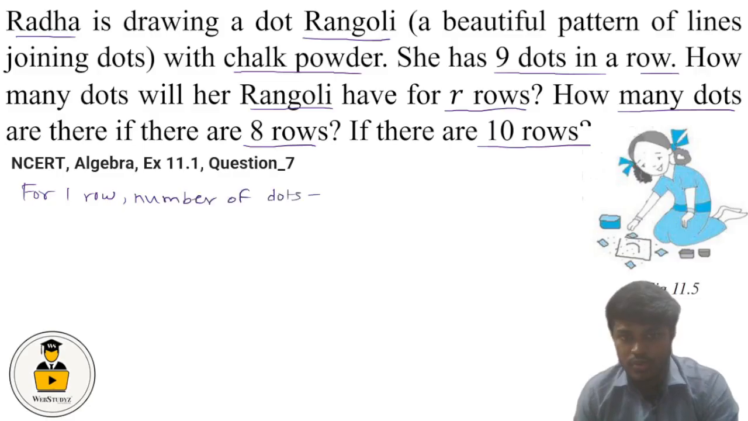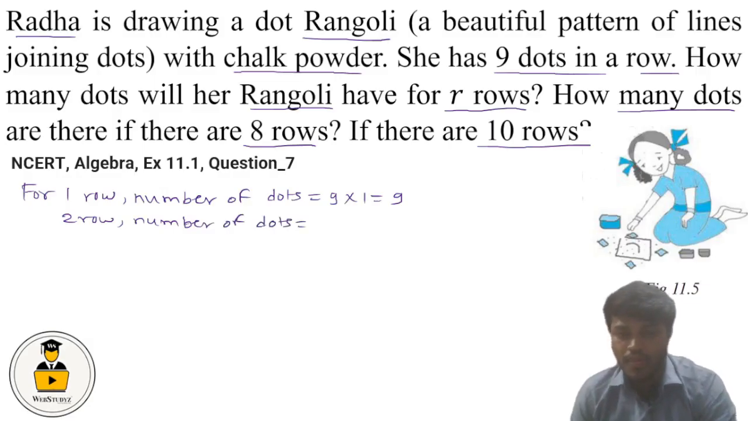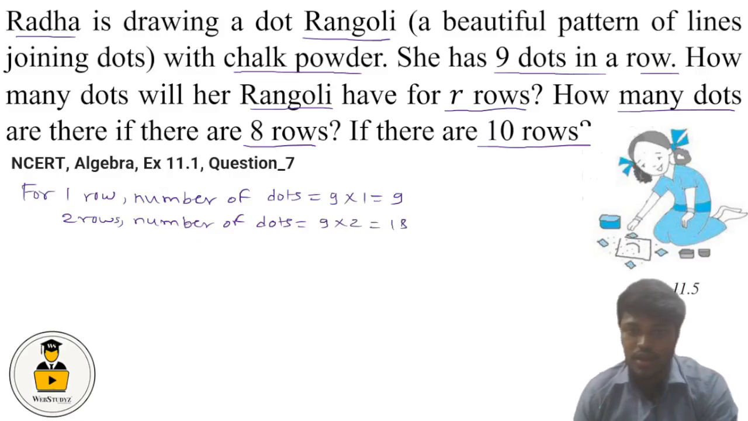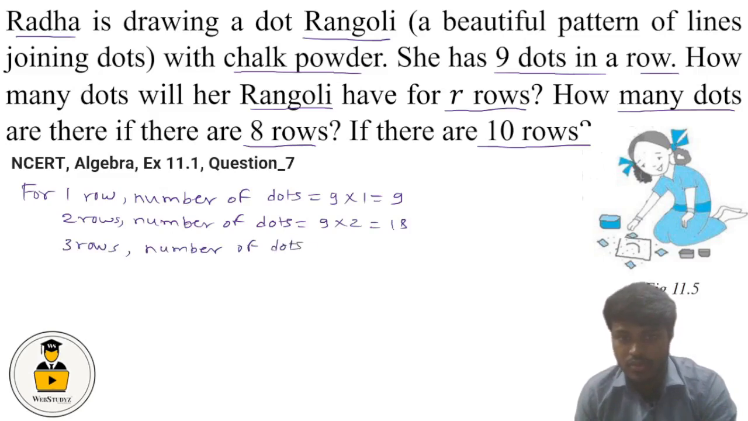So let us first consider one row. The number of dots is 9 times the number of rows, which is 1, so it will be 9 into 1, which is 9. If we have two rows, the number of dots she will be required to draw is 9 into 2, so it will be 18. So if we are drawing two rows, then we will require 18 dots. Similarly for three rows, the number of dots will be 9 into 3, which is 27.